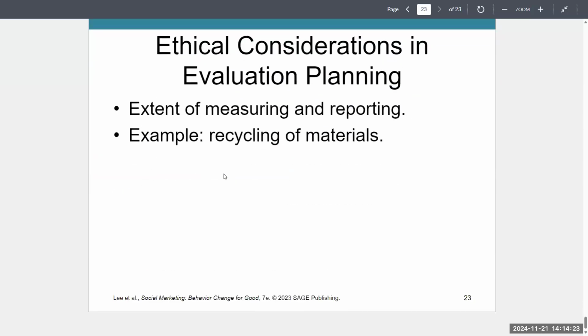And finally, we have ethical considerations, and they ensure that the campaigns are conducted responsibly and transparently. And so the extent of measuring and reporting must strike a balance between obtaining meaningful data and respecting the participants' rights.